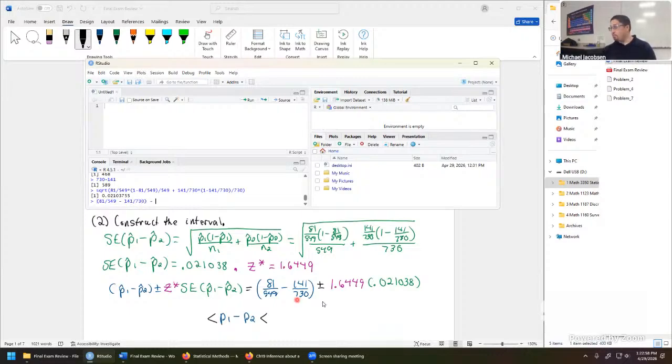I'll go for lower bound, so minus 1.6449 times 0.021038. So here's our lower bound. We get a negative value. At this point, we're going to round maybe a little bit less severely. 4 decimal places is not a bad choice because these are, in fact, percentages, really, just written as a proportion. So take negative 0.0802.